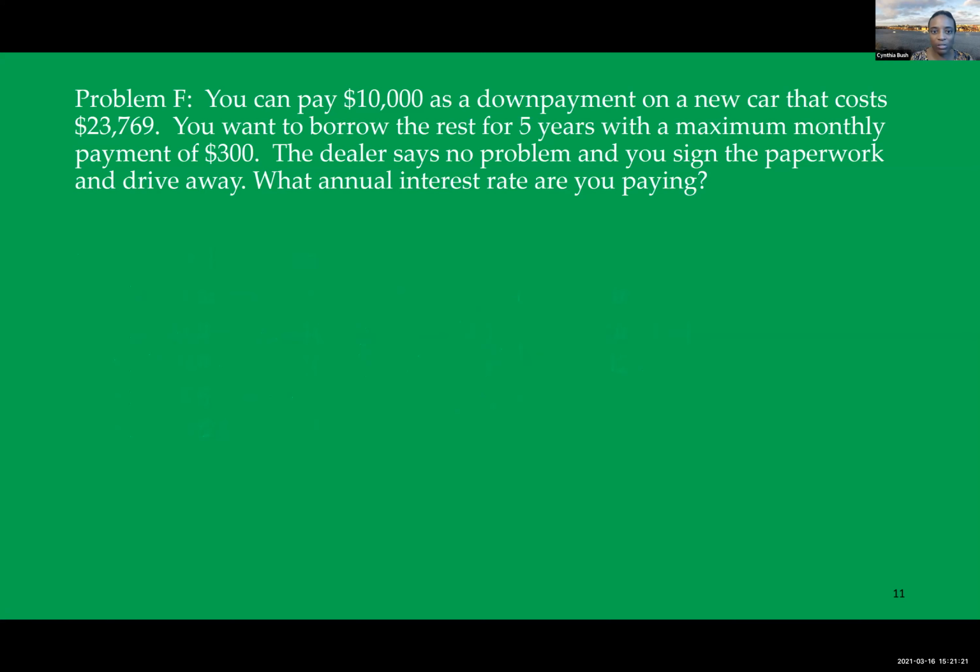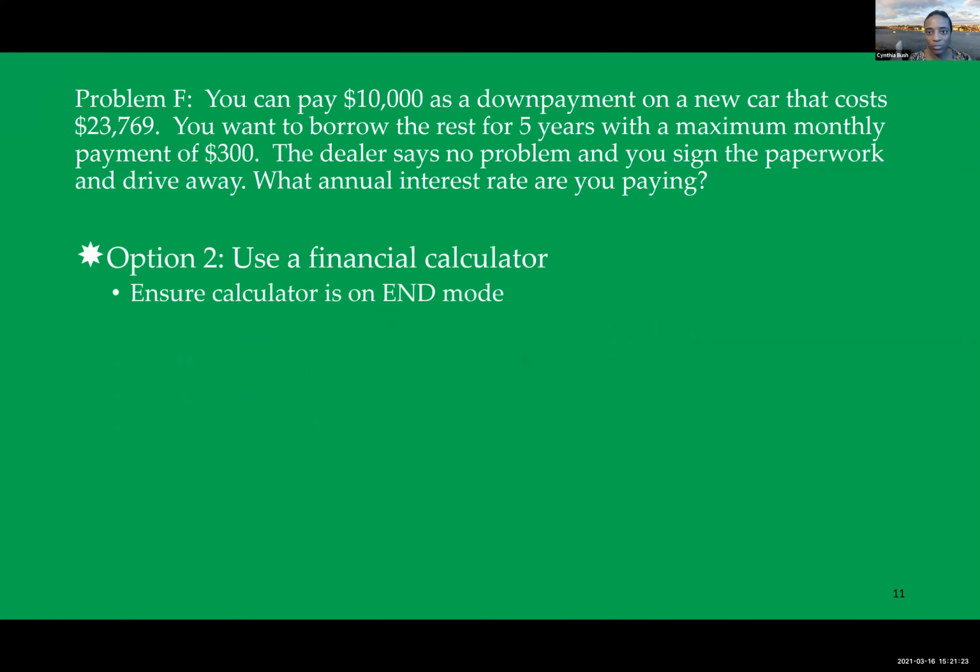Let's look at it using a financial calculator. First thing, make sure your calculator is on end mode. If it is on begin mode, you're going to get the problem wrong. So what I try to encourage my students to do is, after every time you do a problem, make sure your calculator is on end mode. Look at our variables. In the calculator, I'm going to go to the row that says N and type 5 times 12 equals. You'll see 60 show up in your calculator and you hit enter.